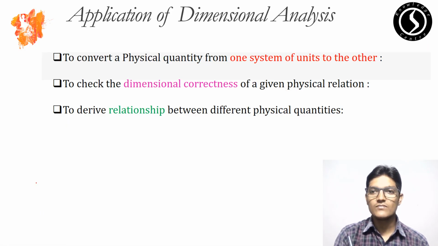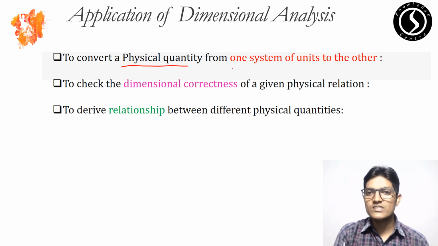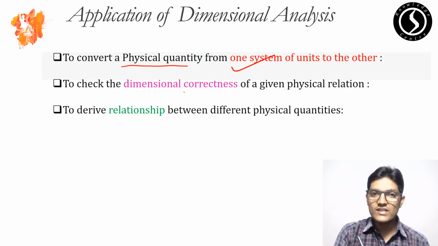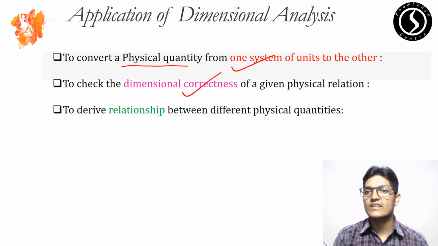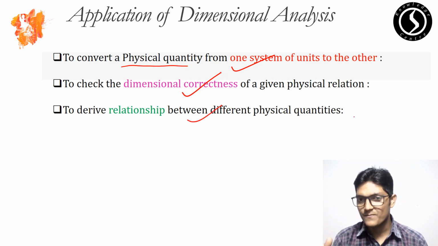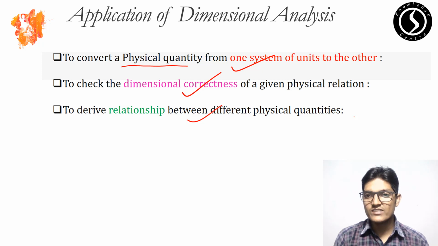First of all, we have mainly three applications of dimensions. The first is to convert a physical quantity from one system of units to another. We will discuss that in the upcoming slide. Next, to check the dimensional correctness of a given physical relation. And the third one, to derive relationships between different physical quantities. Now everyone, please concentrate here because today's class will be very important.